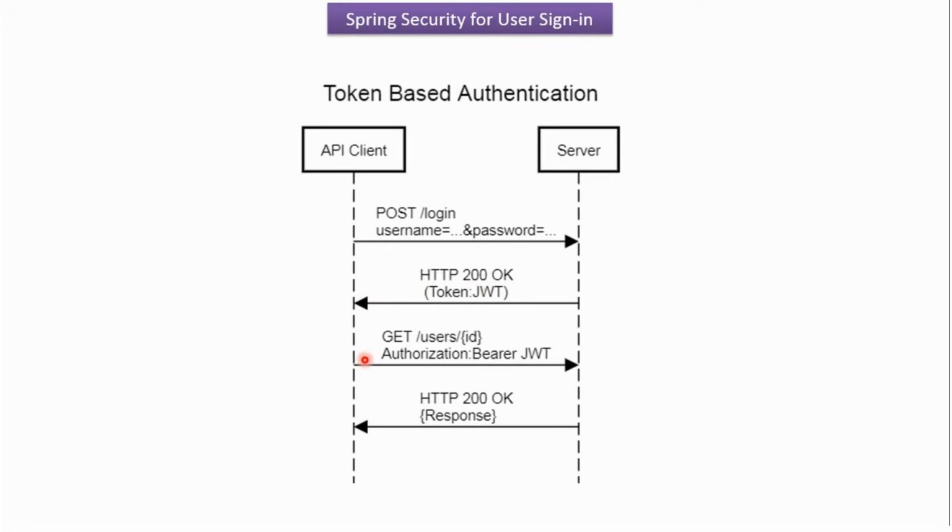Suppose the API client wants to get particular user information, then it has to send a request to the URL /user/ followed by the user ID. The HTTP method is GET, and in the authorization header it has to specify Bearer, space, JWT token. Then the server will get the JWT token from the authorization header and validate whether the JWT token is valid or not. If it is valid, then it will send a response back to the API client.